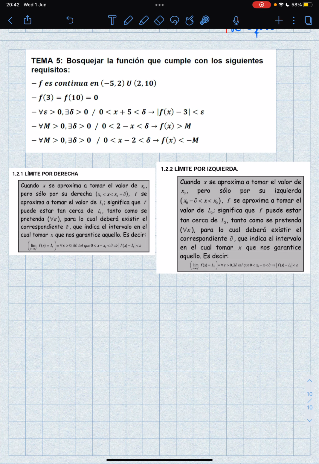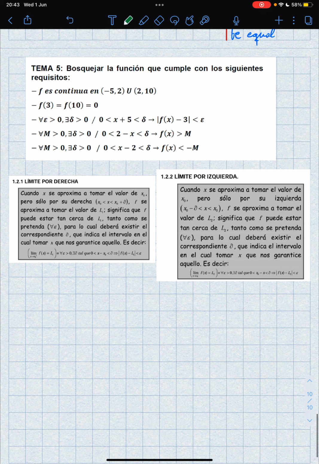Okay, guys, so this is the fifth problem of the exam that we have over here. So I'm gonna translate it so you can understand, okay? First of all, it says we need to draw the function that has the same requisites. First of all, it says that f is continuous on this interval, okay? So we need to read really well here.